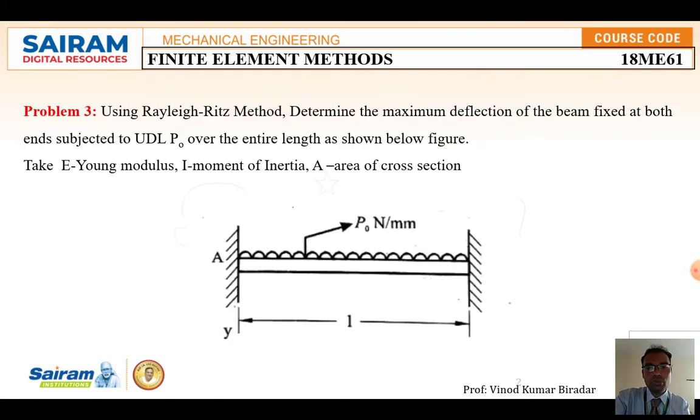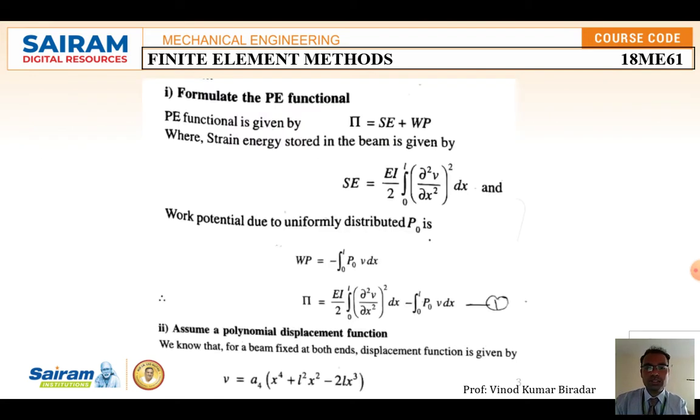Okay, like that you have to solve. Again I will repeat this. So look at this here. So again I will repeat the same problem here. Okay, how to solve? So pi is equal to strain energy plus work potential. Substitute the equations for strain energy and work potential in this equation. First equation, you are going to get the first equation.